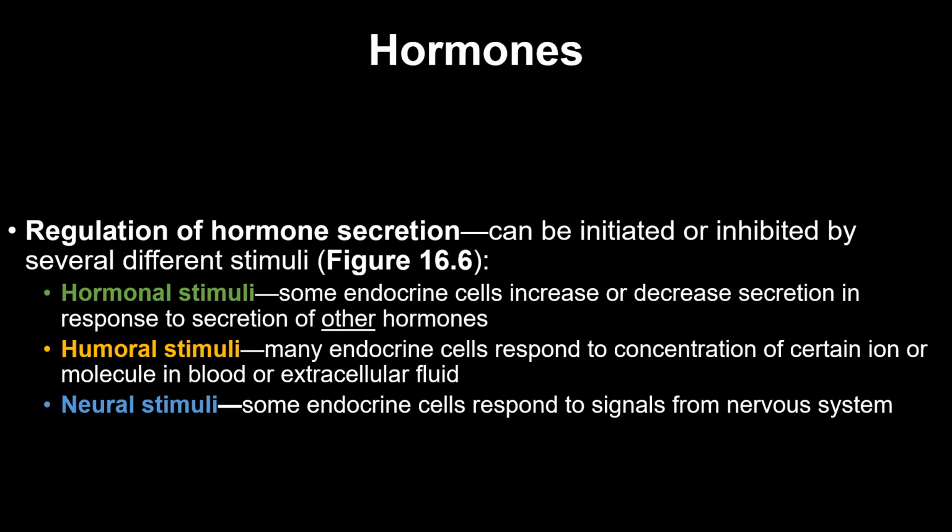Then you also have neural stimuli, and this is just when some of these endocrine cells respond to signals from the nervous system. We've already talked about one of these. The adrenal medulla is stimulated by those sympathetic neurons during your fight or flight response, and so those neurons release just a little bit of epinephrine or norepinephrine into the adrenal medulla, and then that is going to stimulate the adrenal medulla to release more neurohormones, epinephrine and norepinephrine. And so that's a little bit of that touching back that we've already talked about.